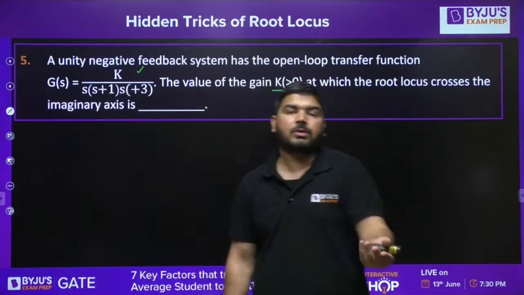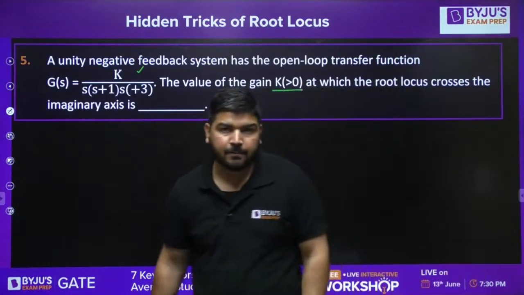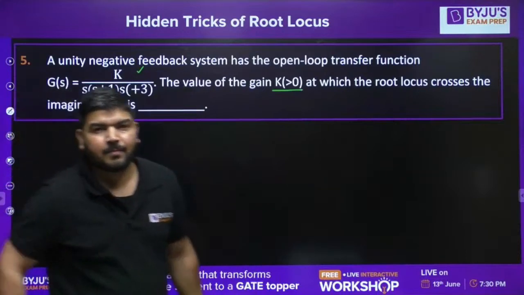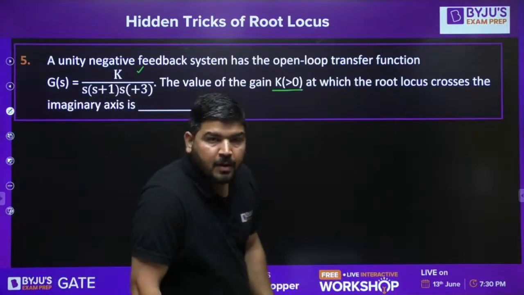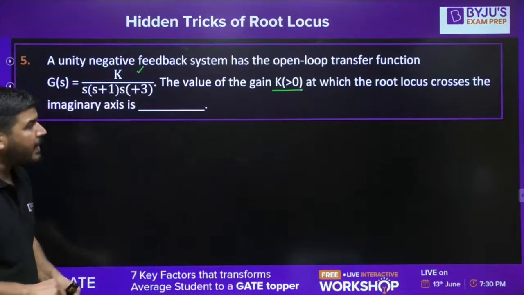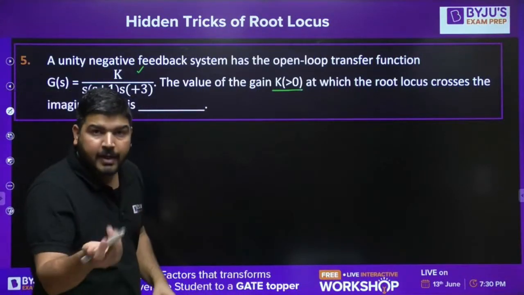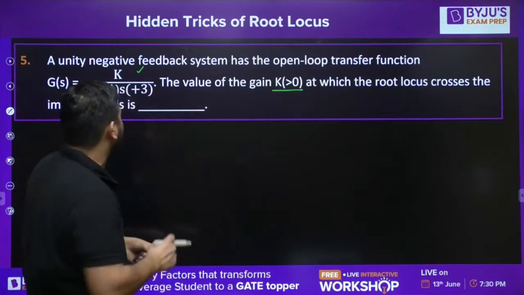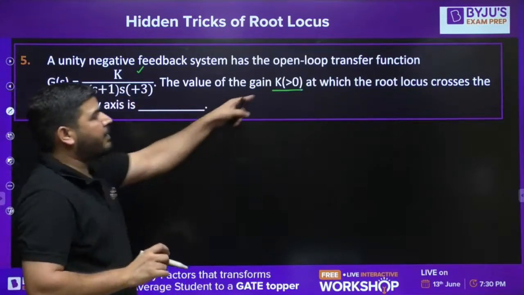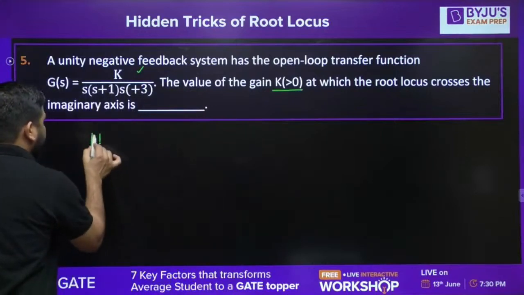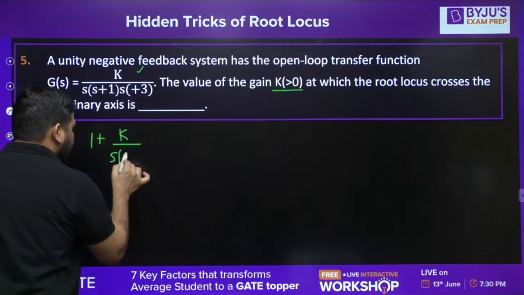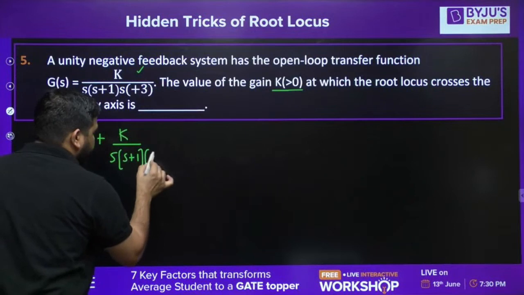So one method is Routh. You can use the Routh criterion. But there is one more method, and that method is very simple. Let me tell you how to calculate the value of K. Let's first go with the conventional method. To calculate the K value, you apply the Routh method. And what is the Routh method? You first write the characteristic equation like this. Okay. S plus 1.